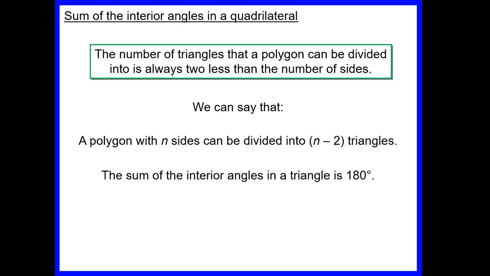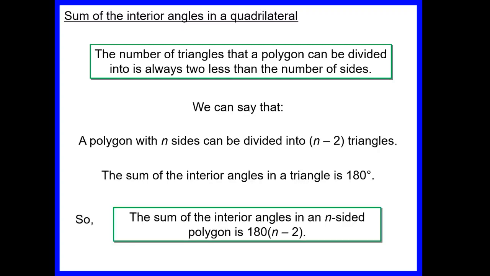We know that the sum of the interior angles in any triangle is 180. So if we do 180 multiplied by the number of triangles we can make, we will get the total interior angles. So the formula that we use is that the sum of the interior angles of an n-sided shape is 180 multiplied by n minus 2, the number of sides minus 2. So 180 times the number of triangles effectively. Pause the video now, make sure you've noted down those key parts from those green rectangles.